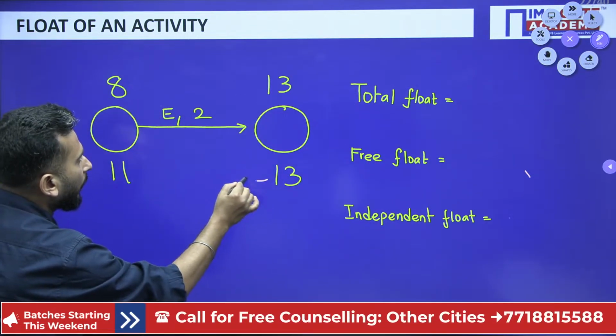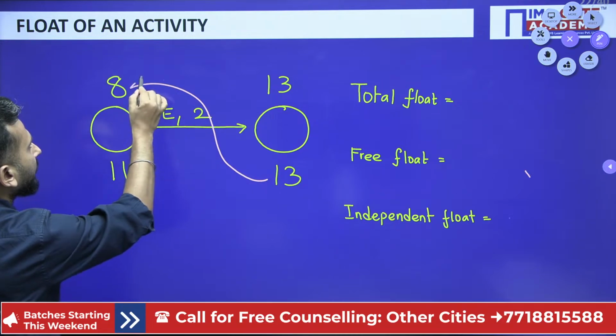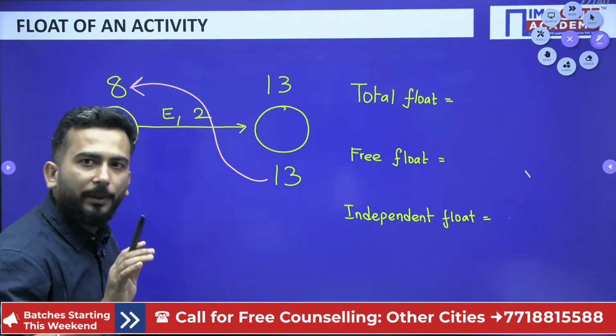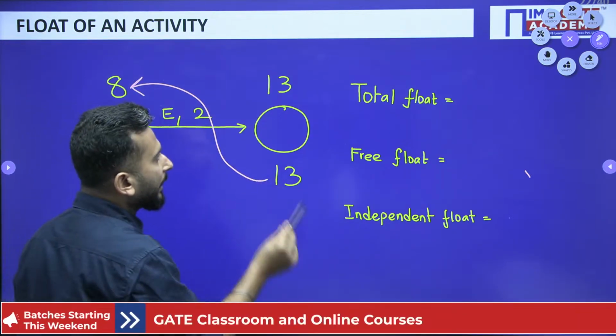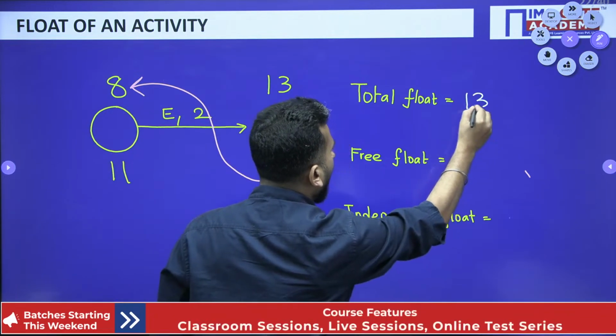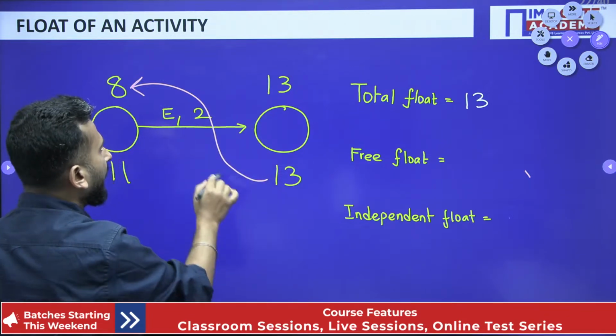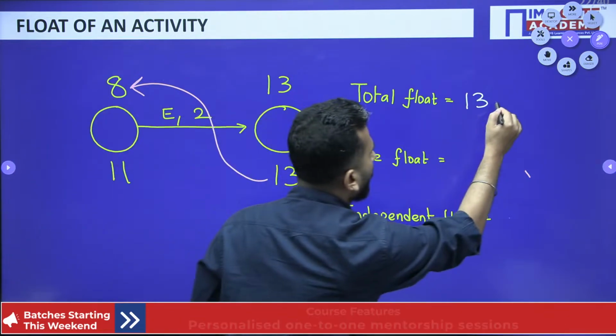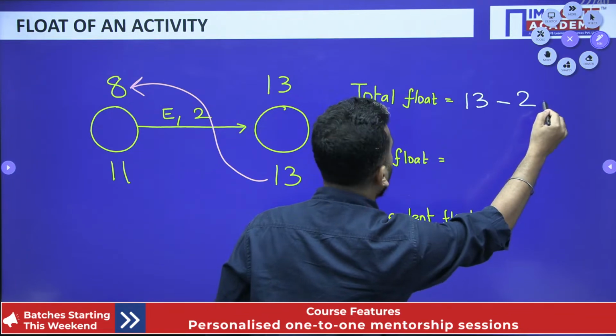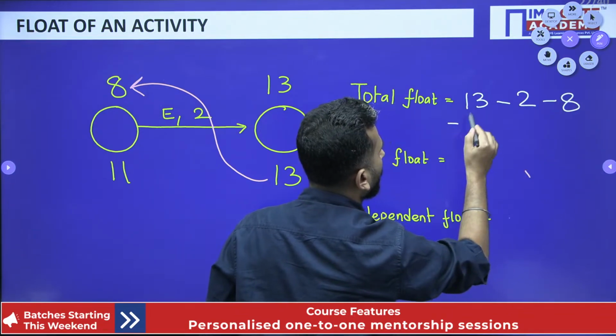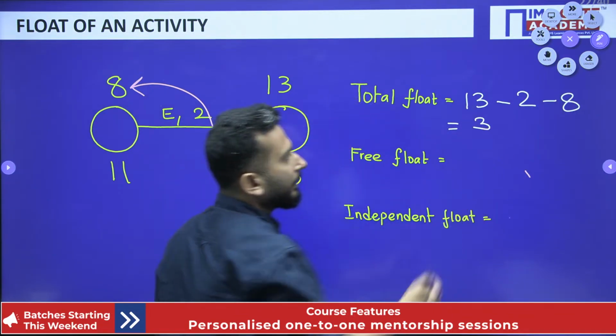Simply draw this diagram and you will be calculating the total float. How? You start from 13, write 13. And wherever your arrow is passing the numbers, you simply subtract them. It is passing from 2, it is passing from 8. So minus 2 minus 8. So 13 minus 10 is 3. This is your total float.